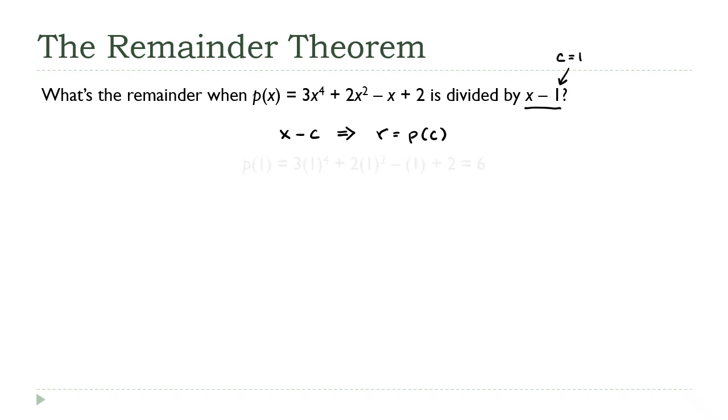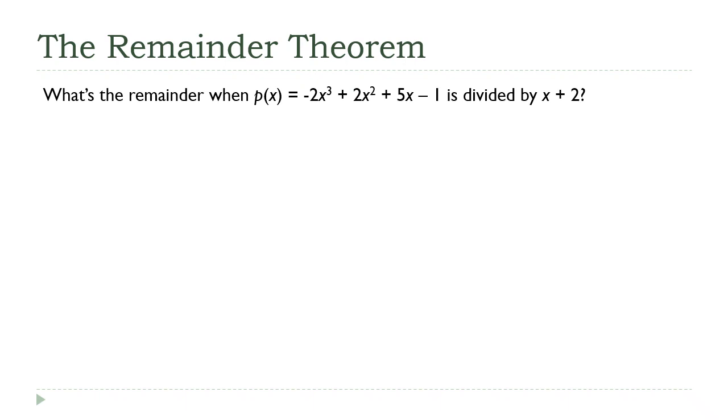And finally, this remainder is as simple as this calculation here. P of 1 is equal to 3 times 1 to the 4th plus 2 times 1 squared minus 1 plus 2. You get your calculator, you do a little arithmetic, that comes out to 6. And there's my answer. No need to do all of that messy long division.